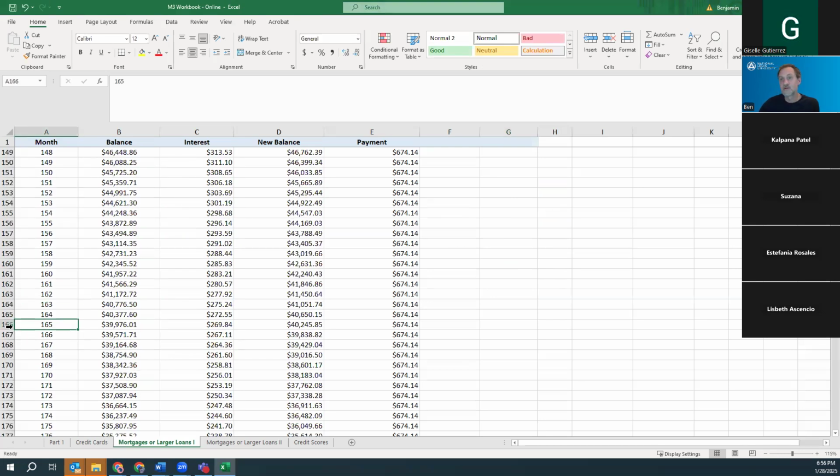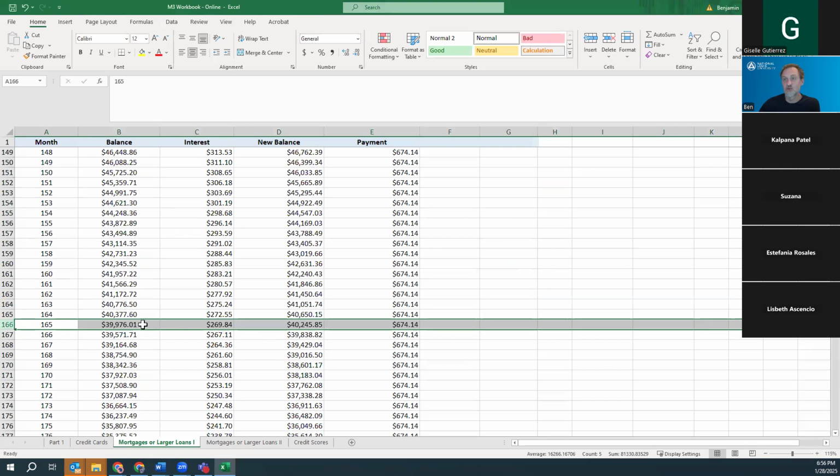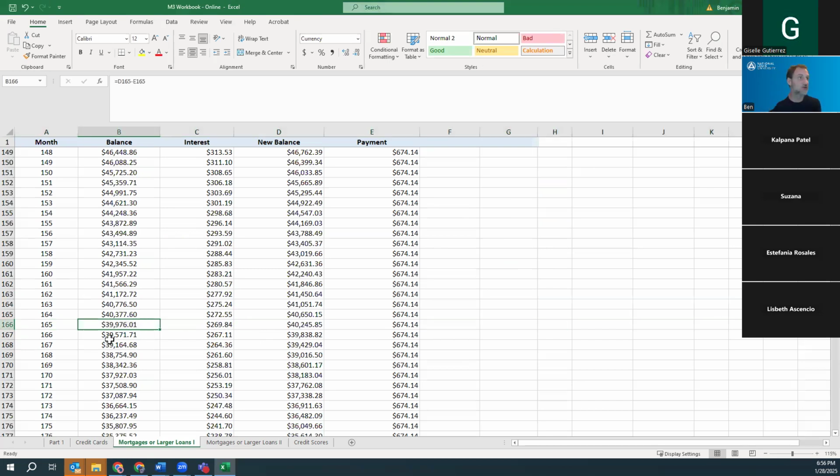Here it is. So what's special about this month is that's the moment when the balance goes below half. We started at 80,000. Half of 80,000 is 40,000. This is the month where we finally are starting below halfway.